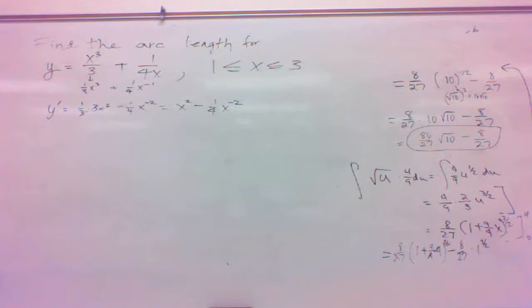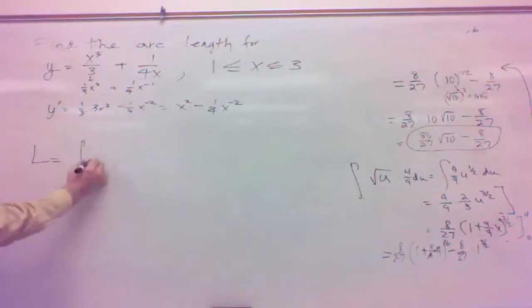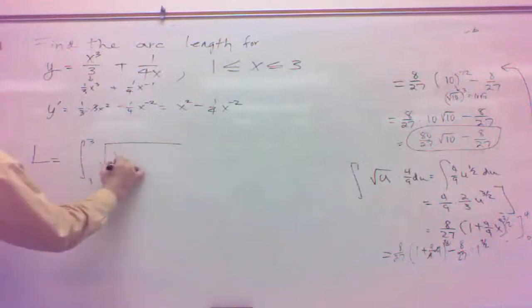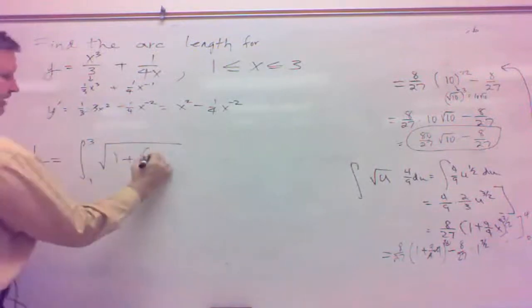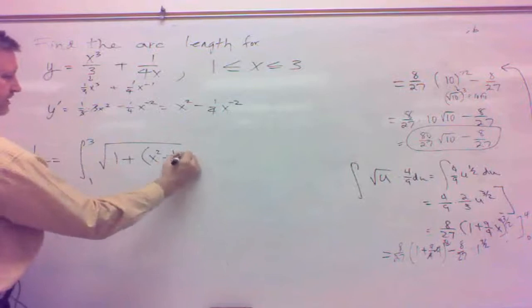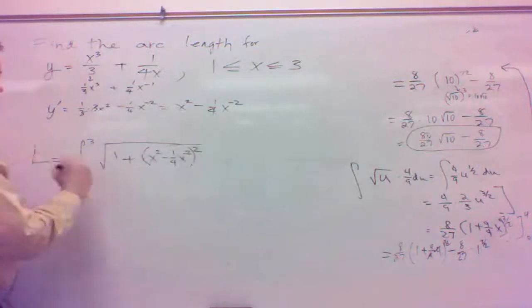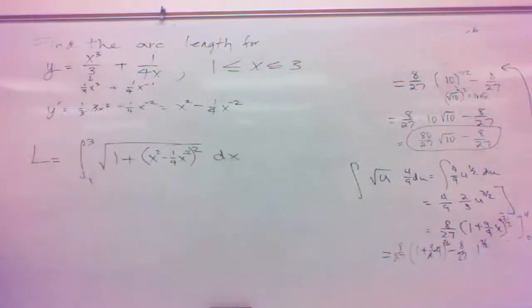If you ever figured out to choose this little curve, it does work out nicely, arc length-wise. But I wanted to show you how it works out nicely, because it's not just obvious, I don't think. But here it is. So I'm finding the arc length. L equals the integral from a to b, 1 to 3, of the square root of 1 plus the derivative squared, so this squared, x squared minus 1/4 x to the minus 2, squared, dx. So far, so good? With me so far?